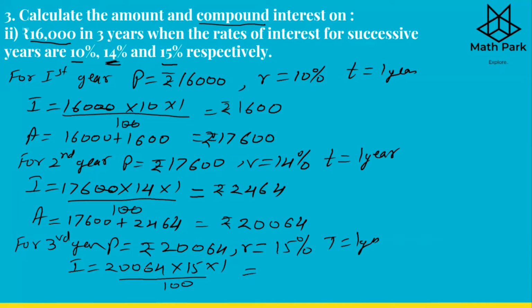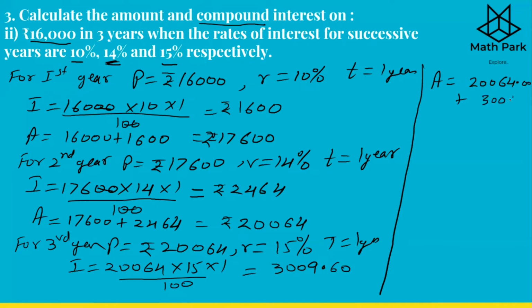You can do 200.64 and multiply by 15. That becomes easy. And you get this interest as 3,009 rupees and 60 paisa. Okay. So this is the interest you got for the third year. Now we have to find the amount at the third year and the compound interest. So amount is equal to 20,064.00 plus the interest, which is 3,009 rupees and 60 paisa, which we get as 9 plus 4, 13, carry 1, 7. Okay, so you get 23,073 rupees and 60 paisa. Okay, this is your amount.